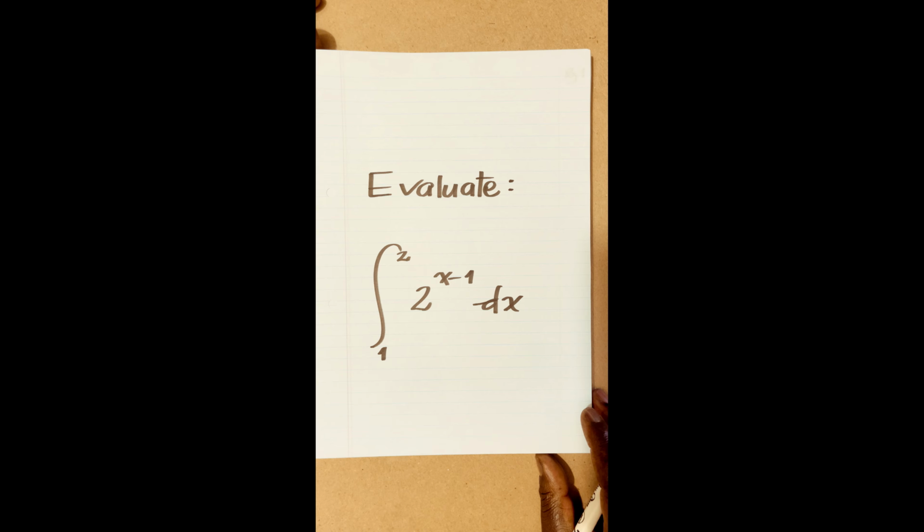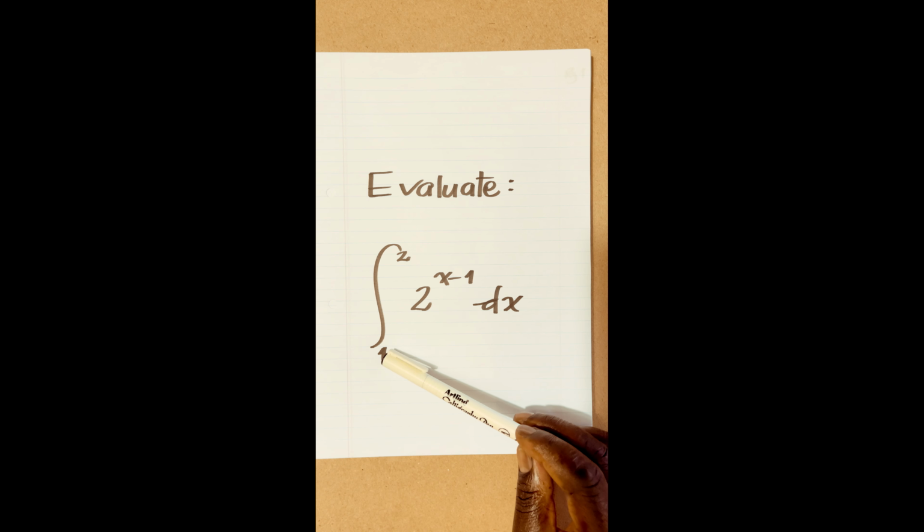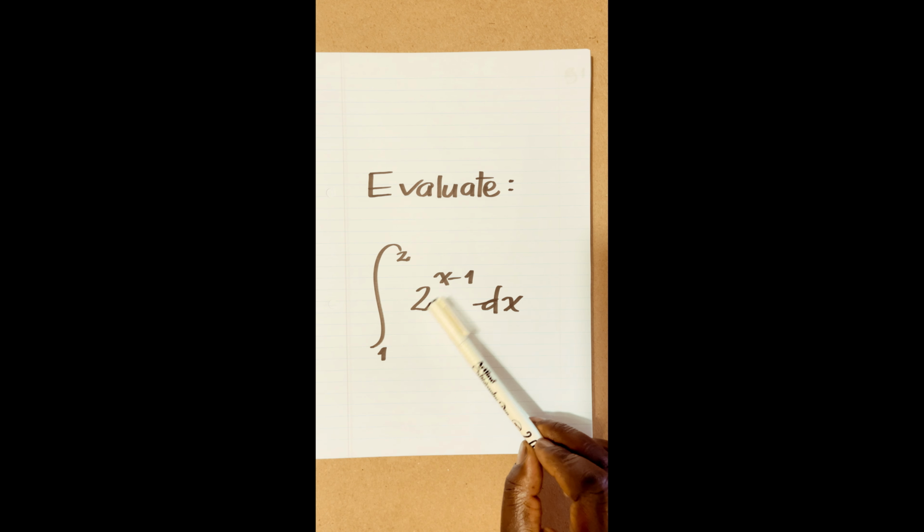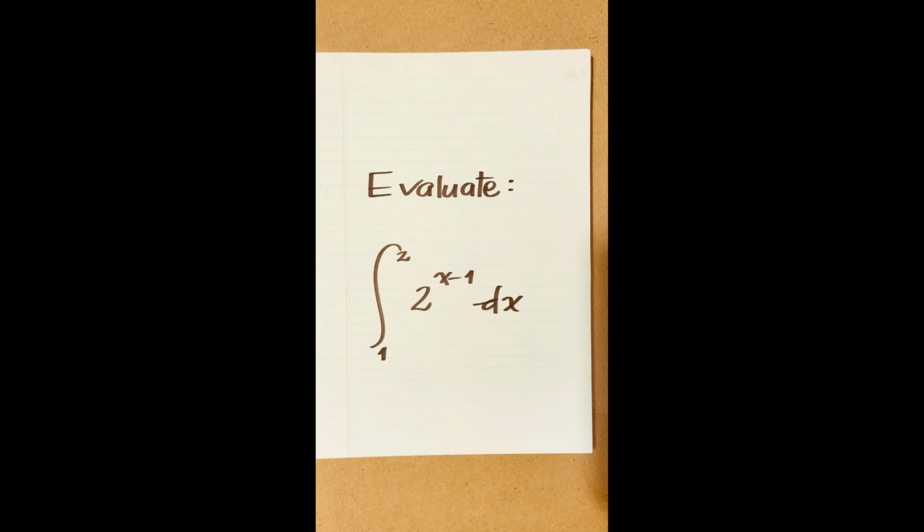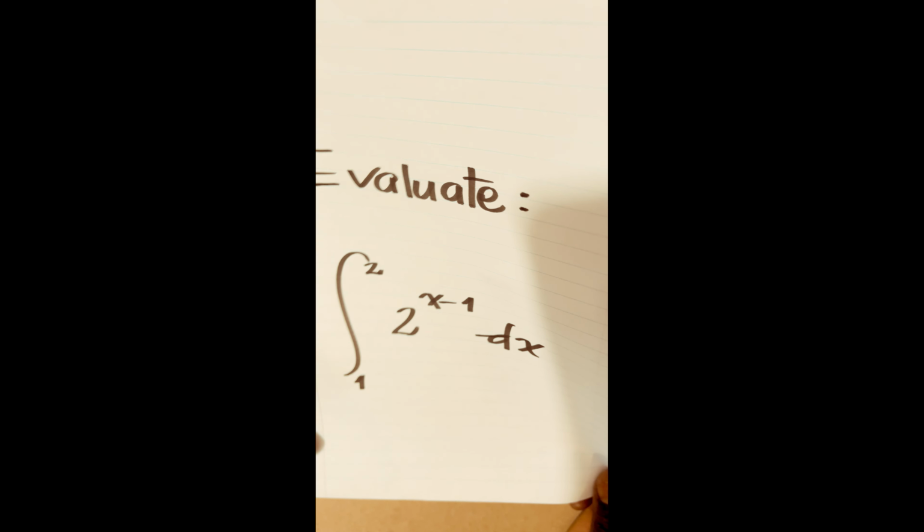I am still looking at integration, and in this one I have a definite integral. We are to work on the integral from 1 up to 2 of 2 to the power x minus 1 dx. Now this is an exponential function. How do we handle this? Well, we have to apply what we call the idea of natural logs. So here is the approach.